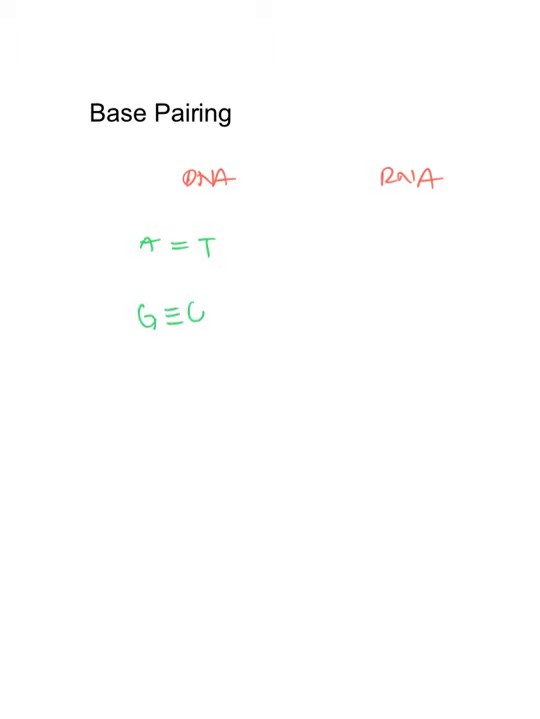Next difference, base pairing. I kind of mentioned this earlier. In DNA, adenine and thymine are going to pair, and guanine and cytosine are going to pair. In RNA, adenine and uracil are going to pair up, and guanine and cytosine are going to pair up. So the only difference here is thymine and uracil.